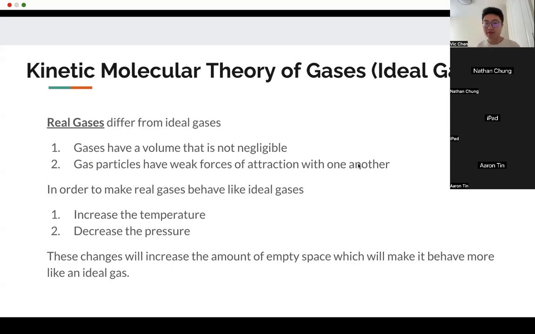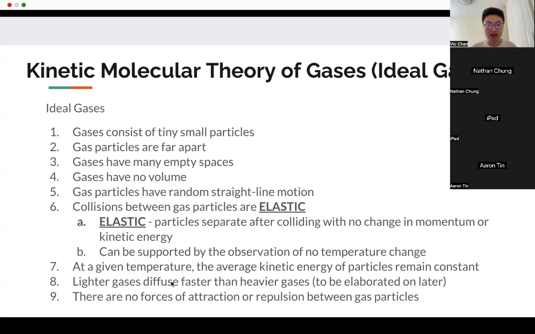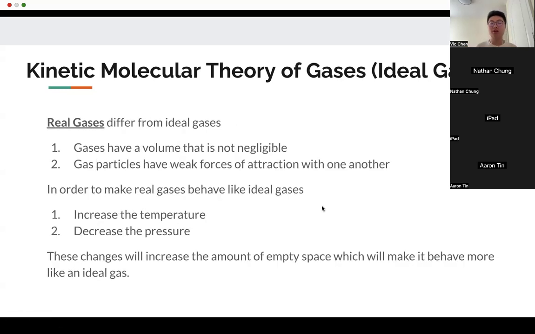Now, real gases differ from ideal gases because rather than not having a volume, they do have a volume that is not negligible. And gas particles also have weak forces of attraction to one another. If you notice earlier, I mentioned that ideal gases have, in number nine, no force of attraction, and number four, no volume. But real gases do occupy a small volume that is not negligible. You can't disregard it in any actual calculations when you want to be accurate.